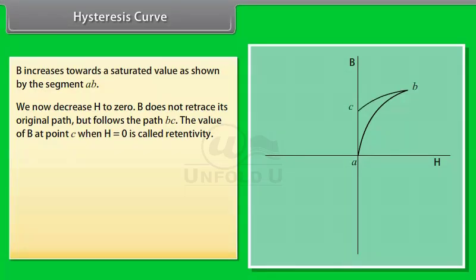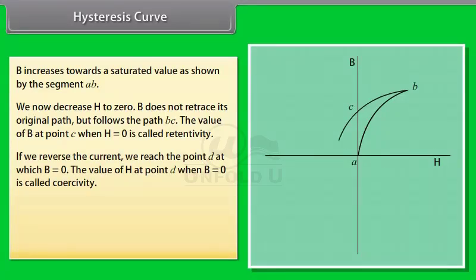The value of B at point C when H is equal to 0 is called retentivity. If we reverse the current, we reach the point D at which B is equal to 0. The value of H at point D when B is equal to 0 is called coercivity. As we further increase the reversed current, B saturates in the opposite direction at point E, and then turning the current to 0 at point F.